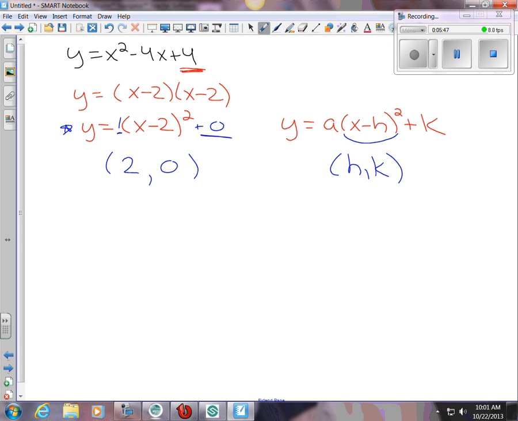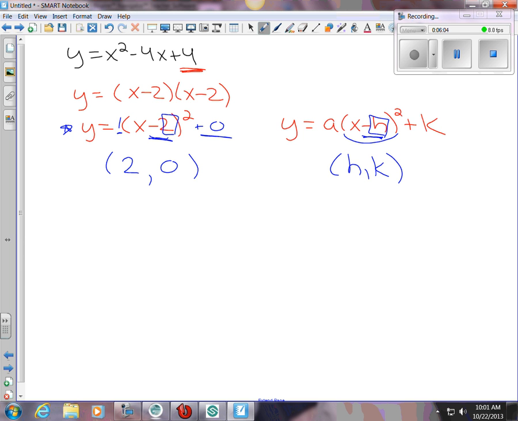How did I get h? Okay, it's minus 2, right? Minus h. What is h specifically? 2. Okay, so the vertex is 2, 0. What do you think? That's not bad, right?